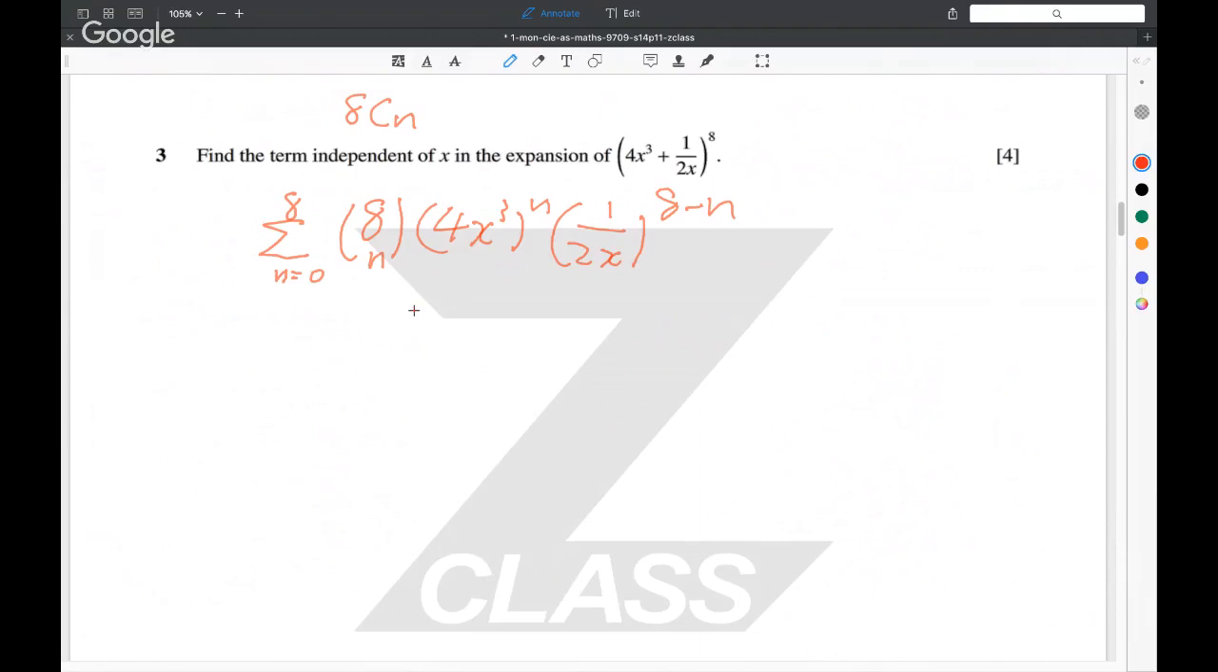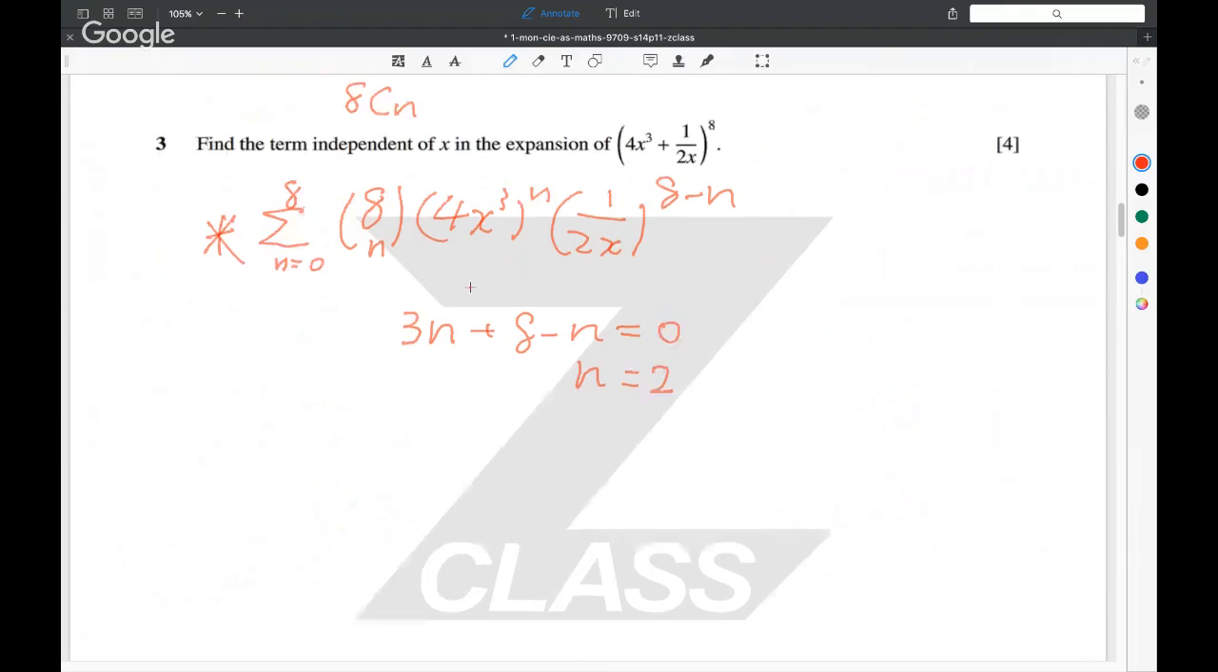And in order to find the term independent of x, which is just the constant term, you want the power of x to be 0, which is equivalent to solving this equation, 3n plus 8 minus n is equal to 0. So you're trying to make sure that the index of the x term is 0. So that will give you n equals 2. And then substitute that back into this expression. You'll find the required term.